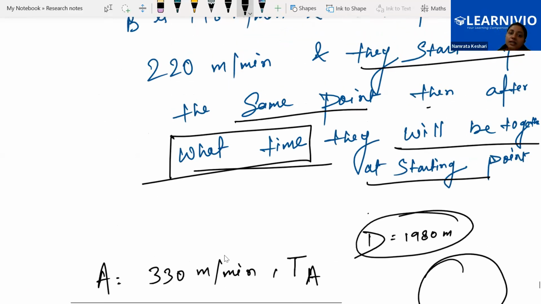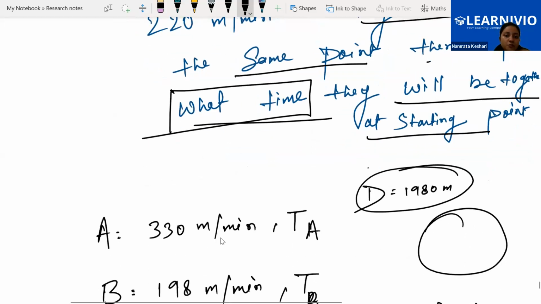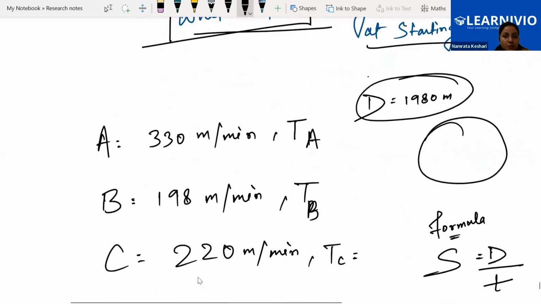Why? Because it is written, at what time they will be together. At what time? See the rectangular box. At what time they will be together. So we have to give the answer. That answer will be a time. Okay. Here what we are having in hand, the information, we are having the distance, distance of the park. And we are having the speed of A, speed of B, and speed of C.